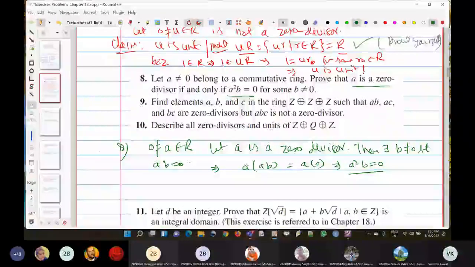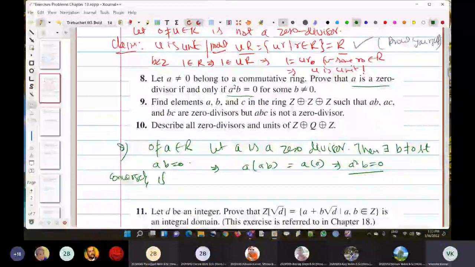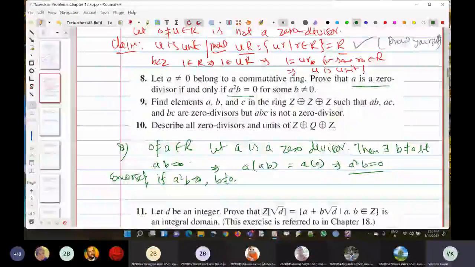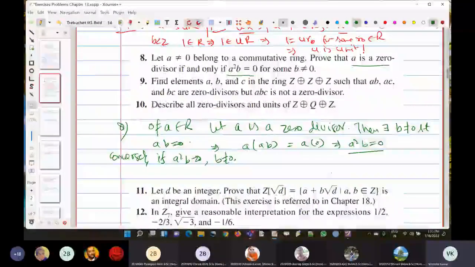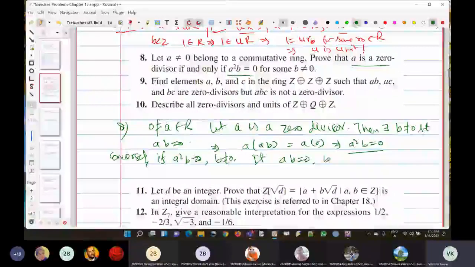Okay, fine. And conversely, if A squared B equals 0 for some non-zero B, then we need to prove that A is a zero divisor. So how can you prove it? There may be two cases. If AB equals 0, of course A is non-zero, and B is non-zero, then we are done. Then A becomes a zero divisor.